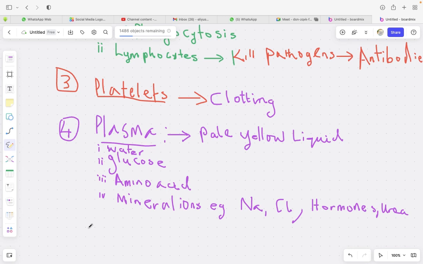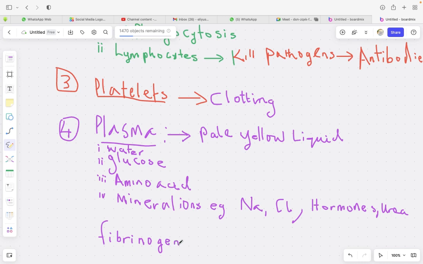Now, these proteins are needed for blood clotting. A good example is called fibrinogen. Fibrinogen is used for clotting. It is a protein found in the liquid plasma that helps in the clotting of blood. You can find this in the IGCSE exam. Fibrinogen is the protein substance in the liquid plasma that helps in the clotting of blood.